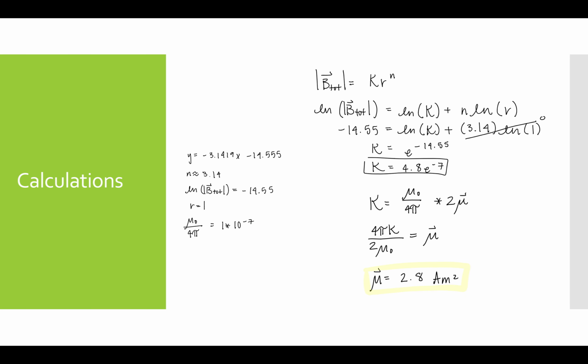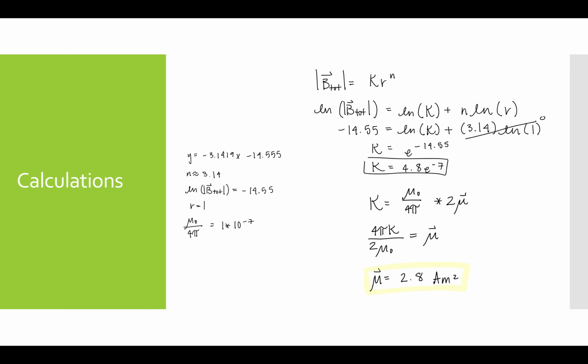From there, we can do our calculations. On the left, we have our known values. We started off with my y equation, which gives us a distance dependence of roughly 3.14. We know from this equation that the ln of my field, my B total, is negative 14.55. We know that R is 1. And the value of mu naught over 4 pi is a constant that we know to be 1 times 10 to the negative 7th.